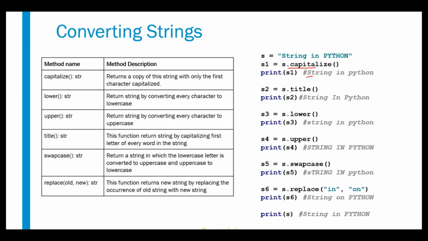And s.title will return exactly the title format. In a title, normally every word will start with an uppercase letter, right? So it will return exact title case. The lower function will return all the characters in a string in lowercase, and the upper function will return all the characters in uppercase. Swapcase will convert upper to lower and lower to upper, so it will convert both. Now the replace function replaces certain characters or strings with different characters. Okay, these are the converting functions.